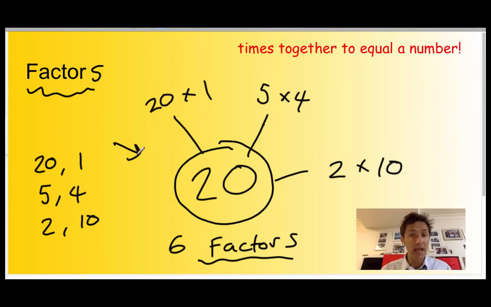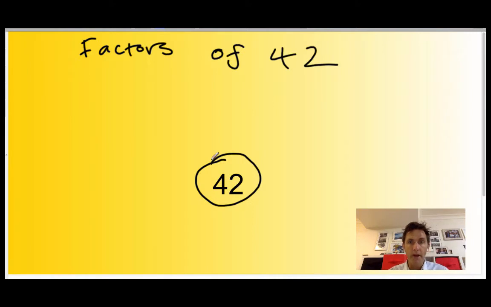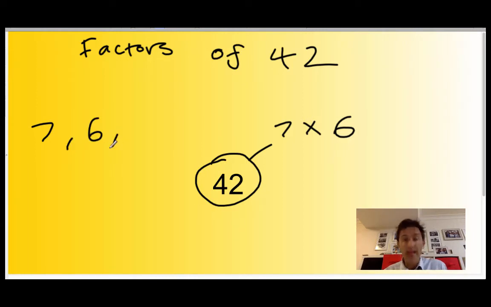All right, let's just do another one to make sure you've really got it. What about the number 42? What are the factors of 42? Now remember, all the numbers that times together to equal 42. Let me start you off. I know that 7 times 6 equals 42. So one factor is 7, another factor is 6. There's more. Can you find the rest of the factors? What else times together to equal 42? You write them down. Pause me and do that now.